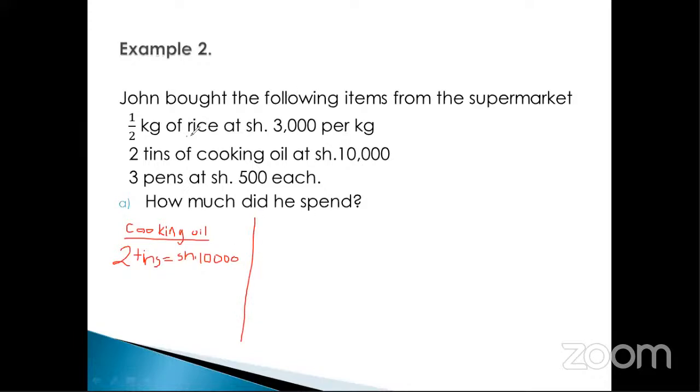Second item, let me jump to rice. So when you come to rice, they are telling you that 1 kilogram of rice is 3,000 shillings. How about a half kilogram of rice? So how do I get the amount spent on a half kilogram of rice? Yes, Flour, how do I get the amount spent on a half kilogram of rice?